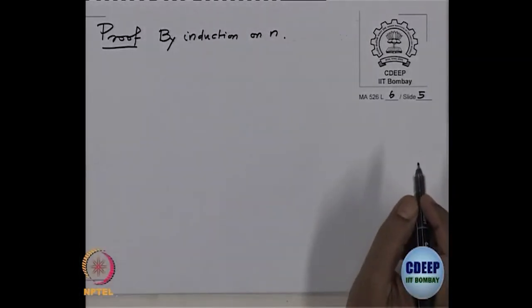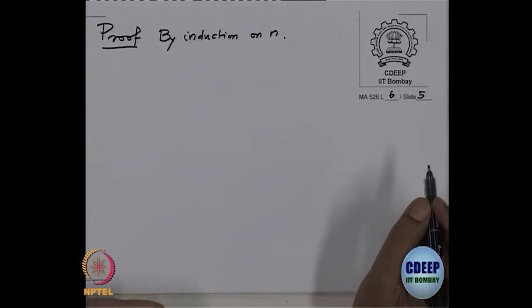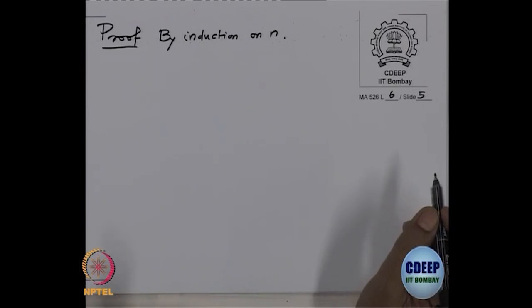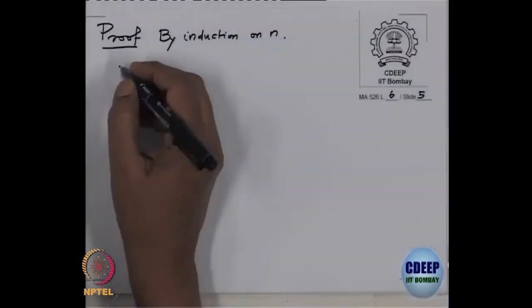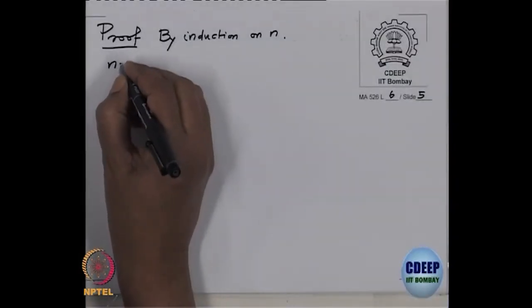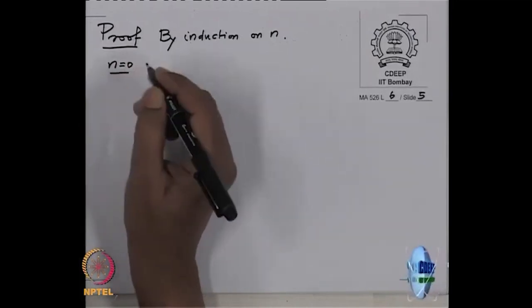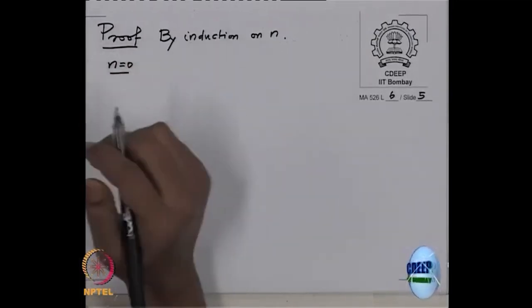Remember, n is the number of R naught algebra generators of R. As an R naught algebra, R is generated by x1 to xn, which are homogeneous of degree gamma 1 to gamma n, and this n we are going to induct on. So the induction should start at 0. So n equal to 0, what happens? That means R is R naught.